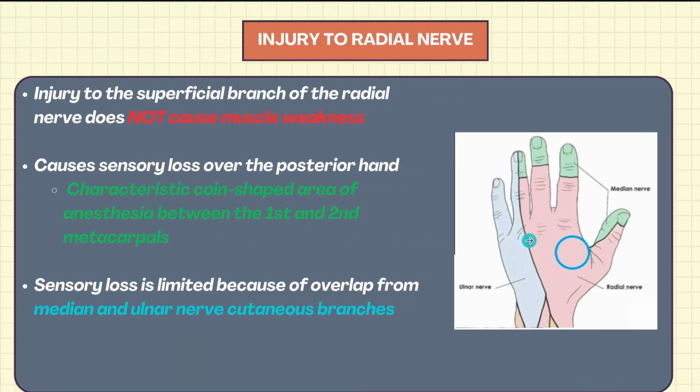Now, coming to injury to the radial nerve again. Injury to the superficial branch of the radial nerve does not cause muscle weakness. Remember earlier we said we have a superficial branch and a deep branch. The superficial branch is just cutaneous, so injury causes cutaneous loss of sensation. The sensory loss over the posterior hand is going to be in this area. You can see the red mark is going to be from the radial nerve. And we mentioned here in the circle, the coin area over here, there could still be some sensation because of the overlap of the median and ulnar nerve.